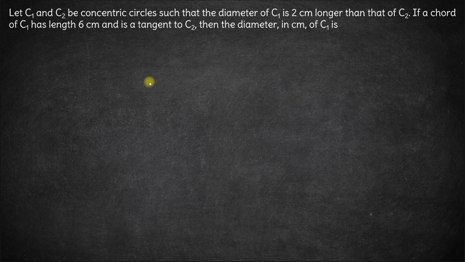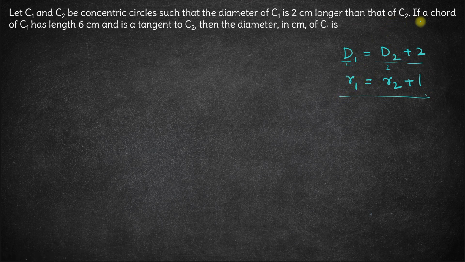Hello. So here we have two concentric circles C1 and C2 such that the diameter of C1 is 2 centimeter longer than that of C2. So if the diameter of one is 2 centimeter longer than the diameter of the second, that means the radius of one... Now the radius is half. So dividing by 2, the radius of one is 2 by 2, 1 centimeter longer than the radius of the second circle. This is what we have.